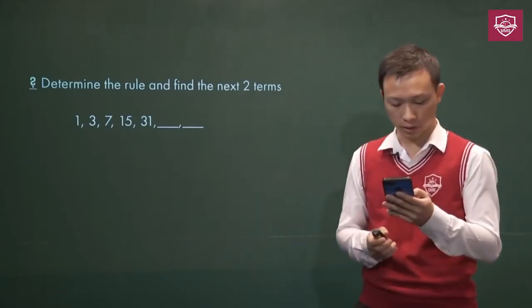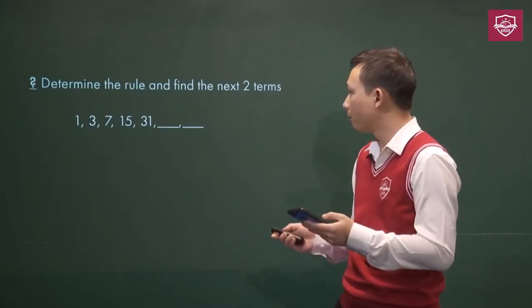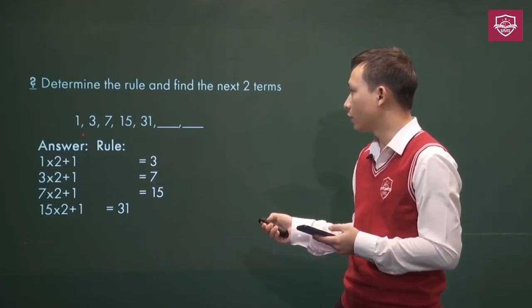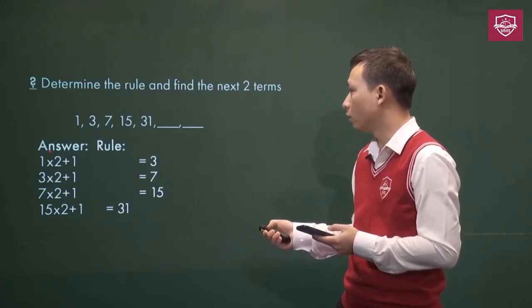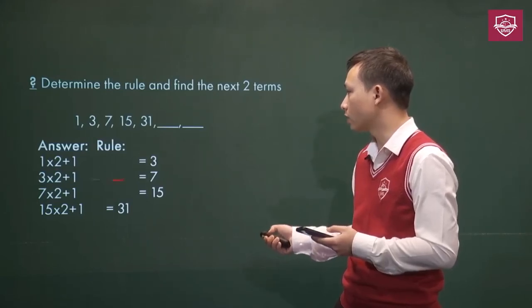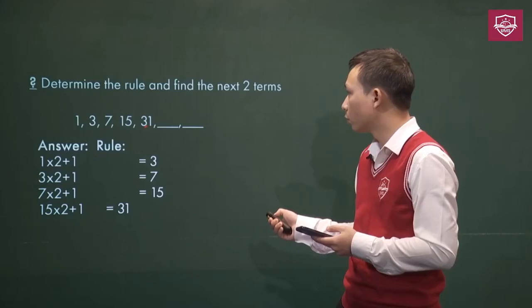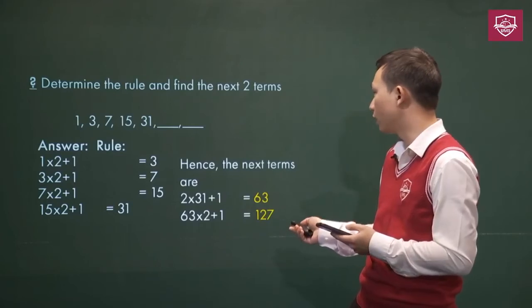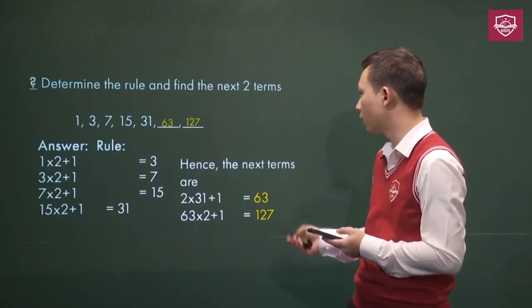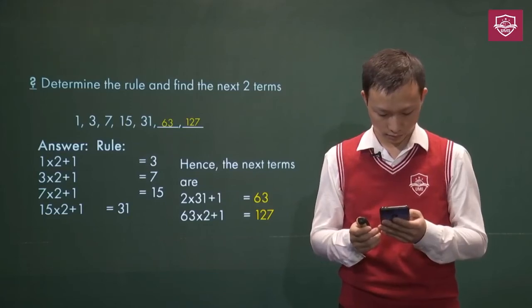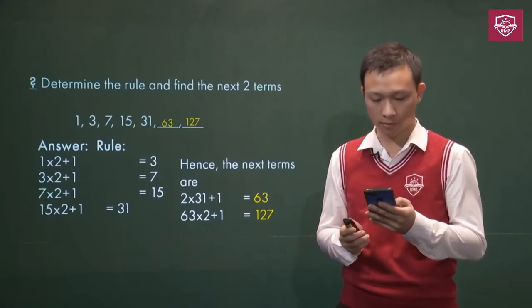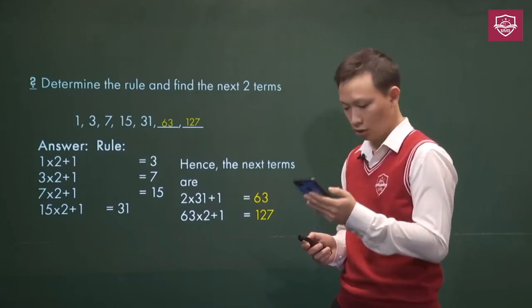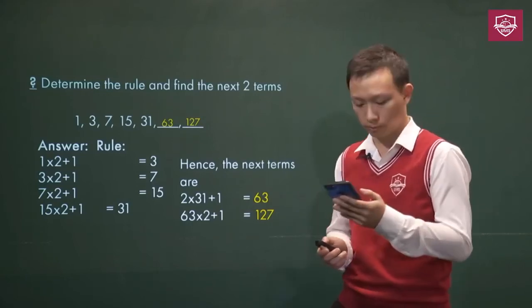Okay, I'm receiving your answers, and most of them are correct. Here, look at the rule: if we multiply each term by 2 and then add 1, we will have the next term. 1 multiplied by 2 plus 1 equals 3, and so on. So here we have 31. We need to multiply 31 by 2 and then add 1. We have 63 and 127. Okay, good job everybody. It seems that you have no question on this, so we will move to the next question.